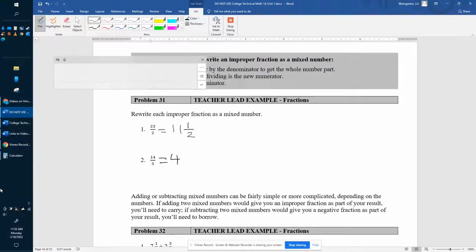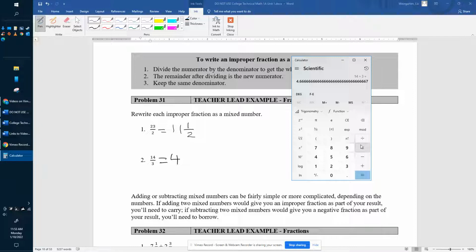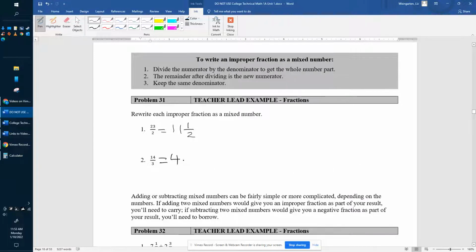Let me grab my calculator back. Now I want to get rid of that whole number because I've already dealt with it. I already wrote my 4 down, so I'm subtracting 4. When you subtract your whole number, you should get just a decimal with no whole number. Take that number, multiply it by the denominator, and that's how you get your remainder. Our remainder is 2. That becomes our numerator, and we put that over our original denominator.